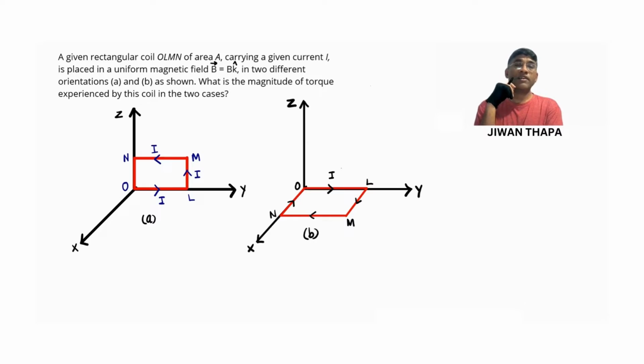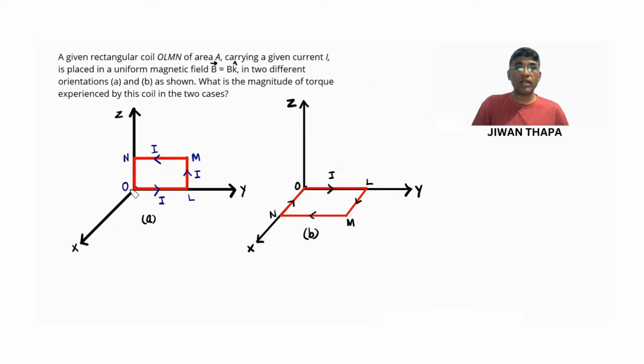A given rectangular coil OLMN of area A carrying a given current I is placed in a uniform magnetic field vector B equals B k cap in two different orientations A and B as shown. What is the magnitude of torque experienced by this coil in the two cases?